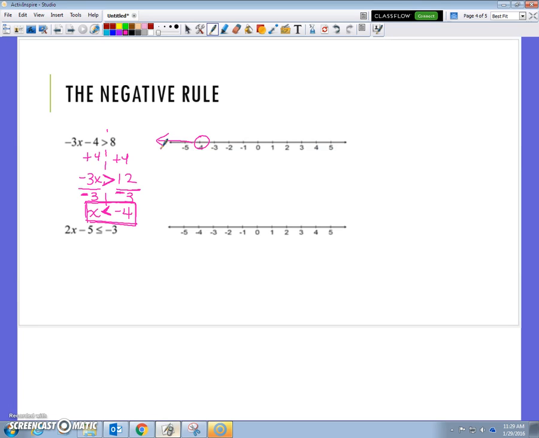If you're not sure, try a test point. 0, this should make a false statement. It shouldn't work because it's not shaded. Is -3 times 0 minus 4 greater than 8?